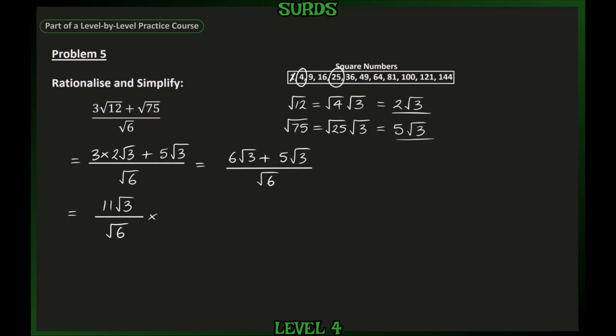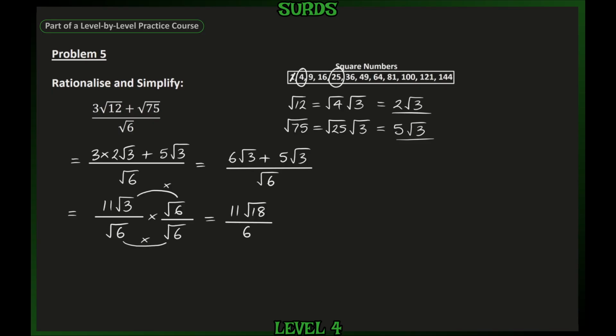And we can do this by multiplying the denominator by itself, so multiplying it by root 6, and keeping the fraction equivalent by multiplying the numerator by root 6. Now looking at the numerator, we have 11, and then root 3 times root 6 gives us root 18, because 6 times 3 is 18. And on our denominator, the square root of 6 multiplied by itself just gives us 6.